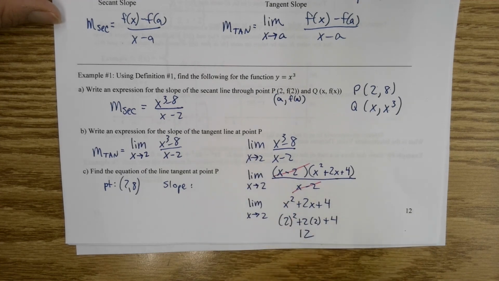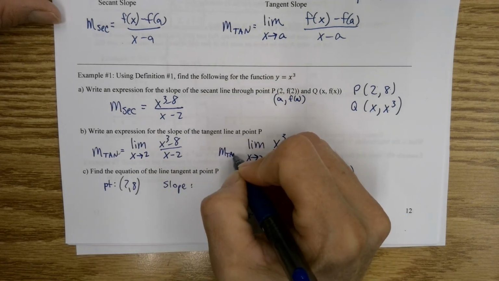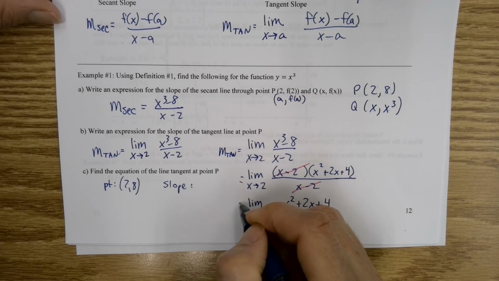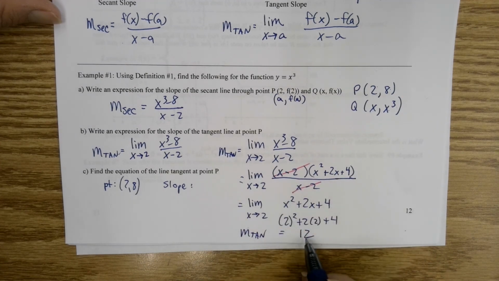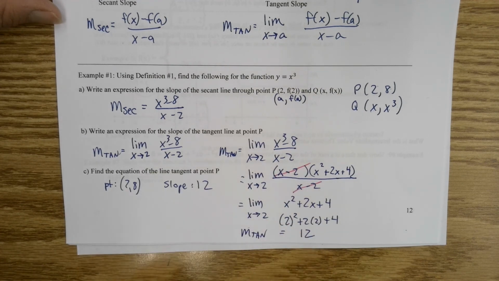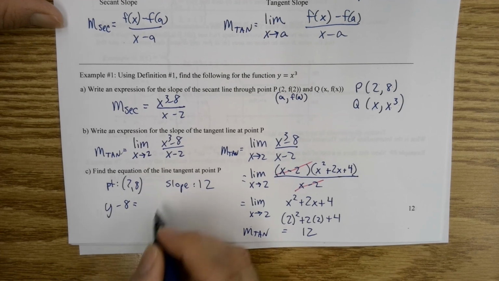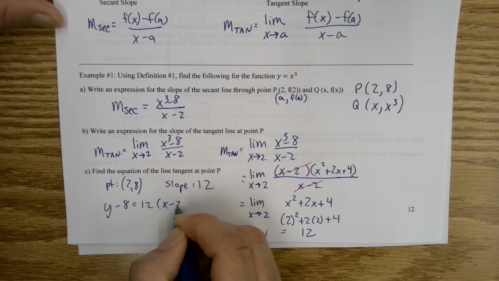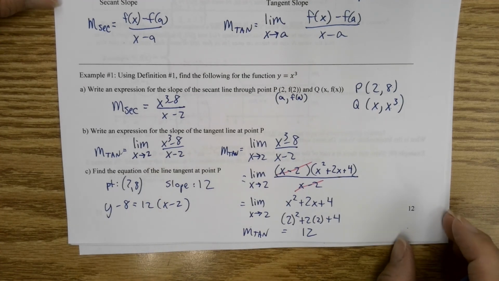What was this limit calculating? Don't forget, this was calculating the slope of my tangent line. So I now know that the slope of my tangent line is 12. And I now can find my equation of my line tangent at point P. So y minus 8 equals 12 times x minus 2. You can leave it like that. No need to turn that into slope-intercept form unless somebody asks you to do that.